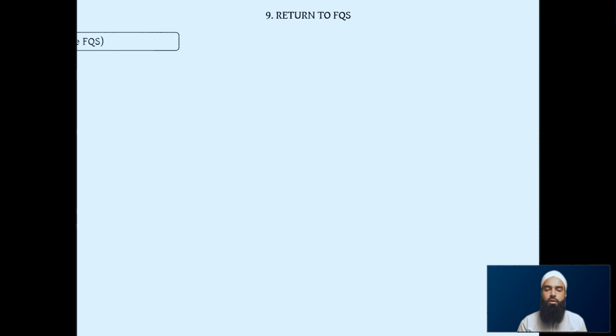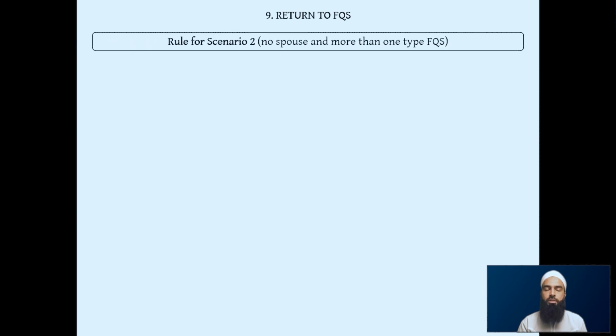Now, scenario number 2. So there is no spouse again, but there is more than 1 fixed Quranic shareholder alive. So what do we do? Here we make the divisor the sum of the distributed shares. So whatever the distributed shares total, you make the divisor into that. You cross out the old divisor, you make the new divisor the sum.